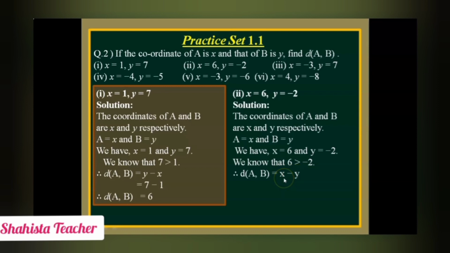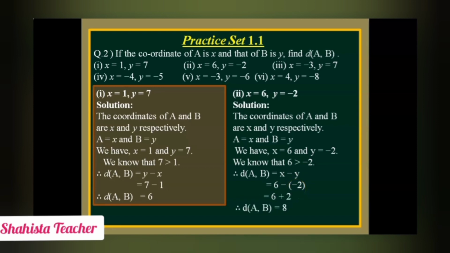So the x value is 6. We will put 6 here, and for calculating distance we use the minus sign. And this y carries minus 2, so inside the bracket we will put minus 2. Now as you know, the same signs become plus. So minus minus becomes plus. So 6 plus 2 gives us 8.